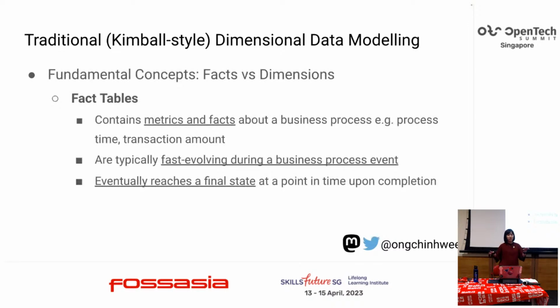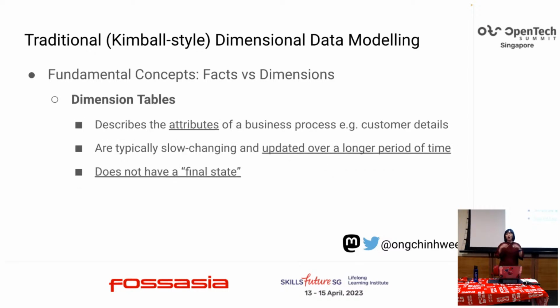So what are fact tables? Fact tables contain metrics and facts about a business process. So it could be something about your process time or the transaction amount during the business process. And one of the defining characteristics of a fact table is that they are typically fast evolving during a business process event. But eventually, it will reach a final state at a point in time upon completion. So you know when this process will end. So there is a definite end point.